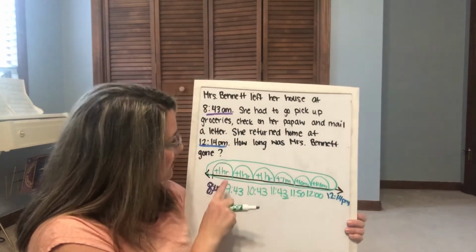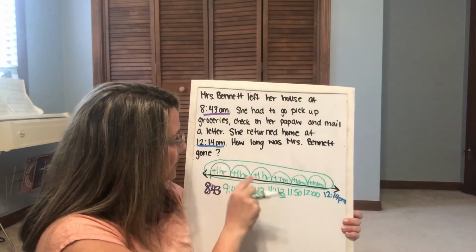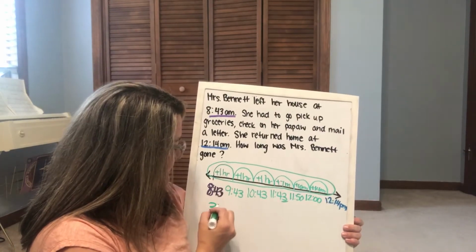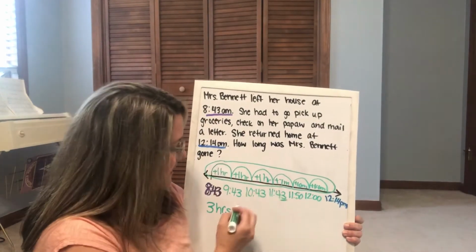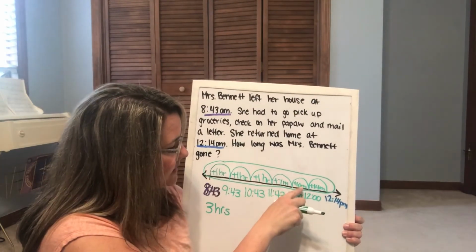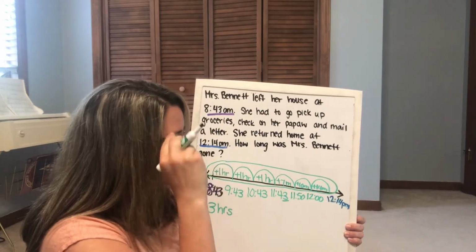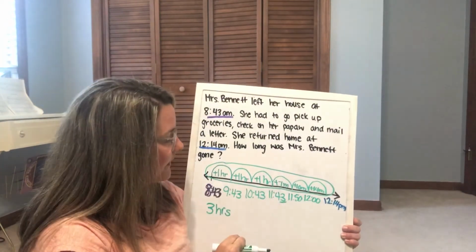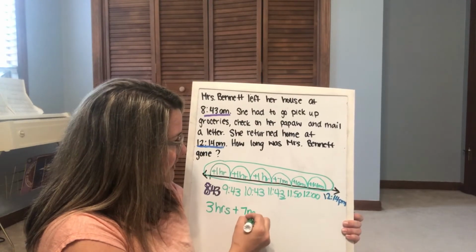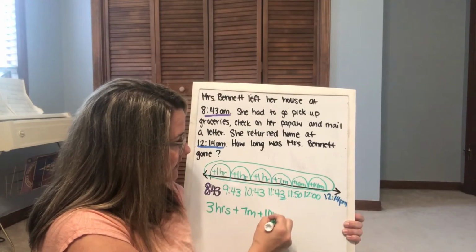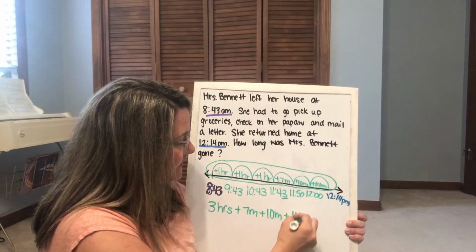Okay? So I have 1, 2, 3 hours. And then I have 7 minutes, 10 minutes, 14 minutes that I need to put together. Okay, so I'm just going to put that down here. Plus 7 minutes, plus 10 minutes, plus 14 minutes.